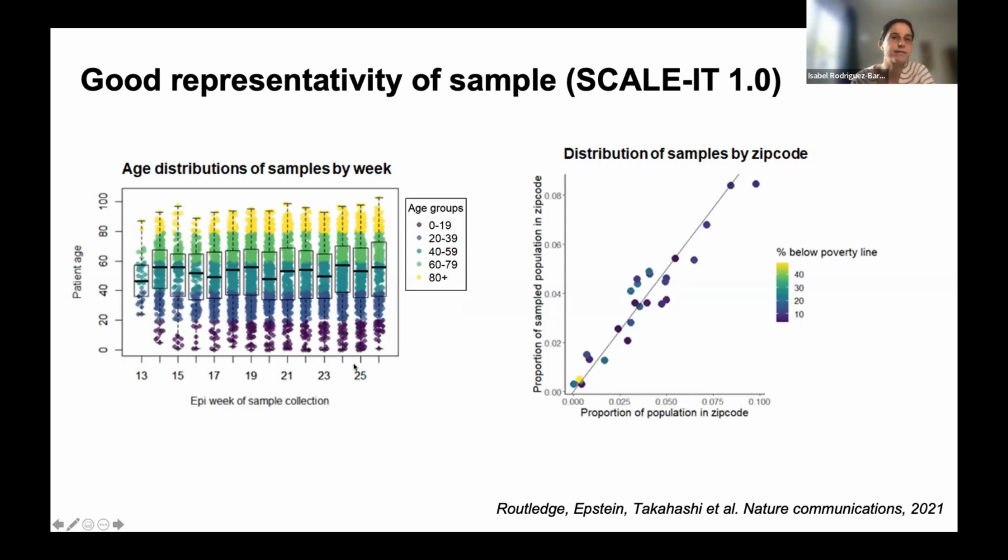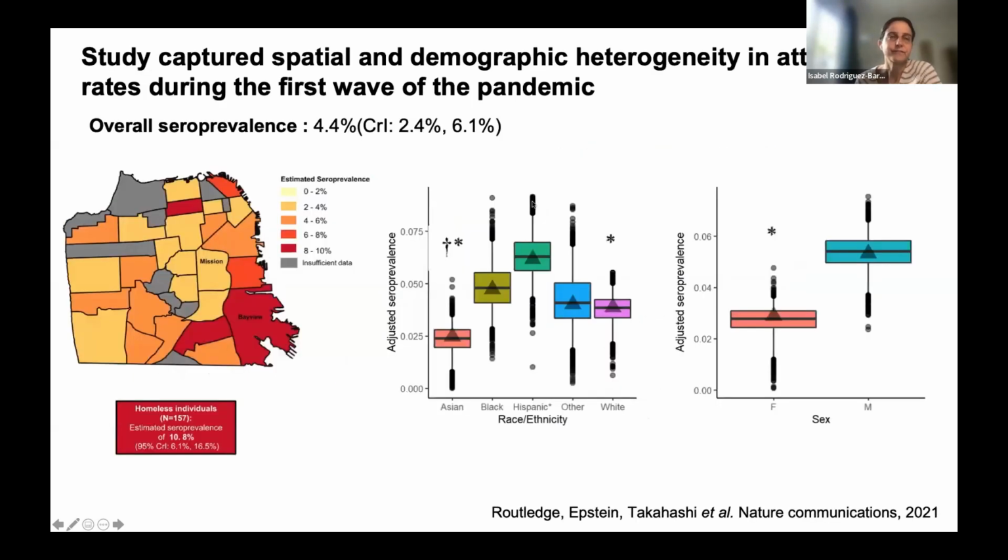This is Epi week of sample collection, and it shows the distribution of ages that we were able to get. And this again shows the proportion of the population that lives in a given zip code in San Francisco and the proportion of the samples. We were able to get a representative, or somewhat representative, sample of the city.